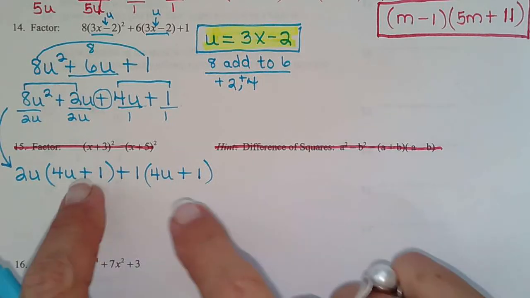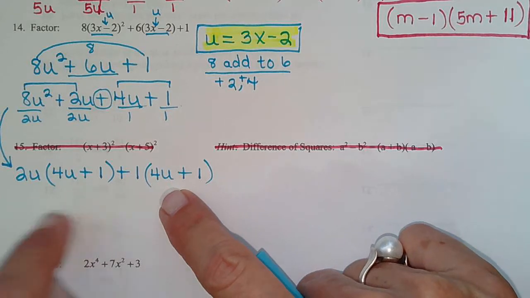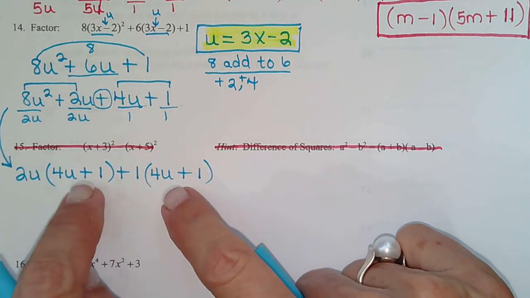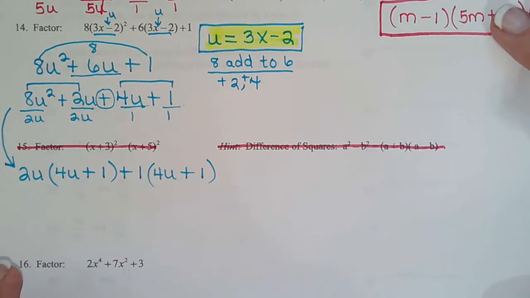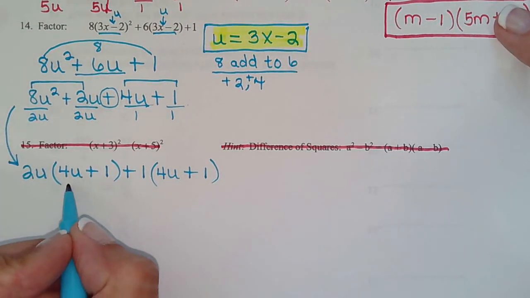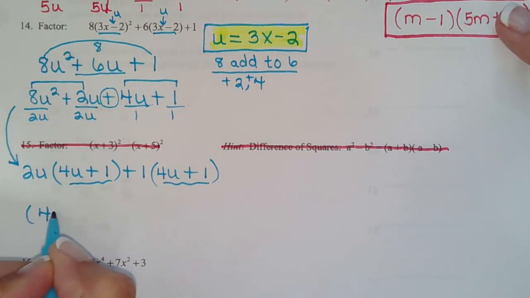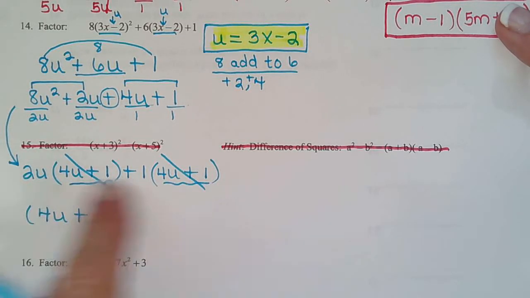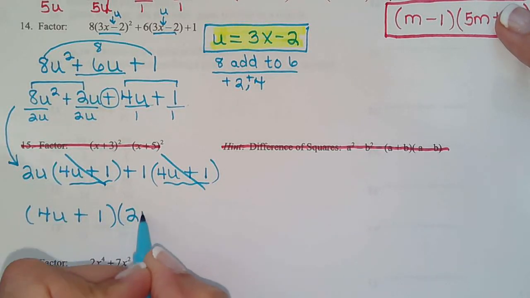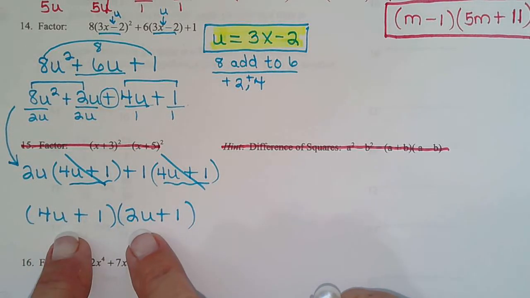And then I do my happy dance because my parentheses match, and if they didn't, I would have had to go back and look for my error, because these have to match. If they don't match, that means you made a mistake. So my next GCF is that binomial 4u plus 1. Take it out, and what's left would be 2u plus 1. So on all the other problems we've done today, we've stopped here.